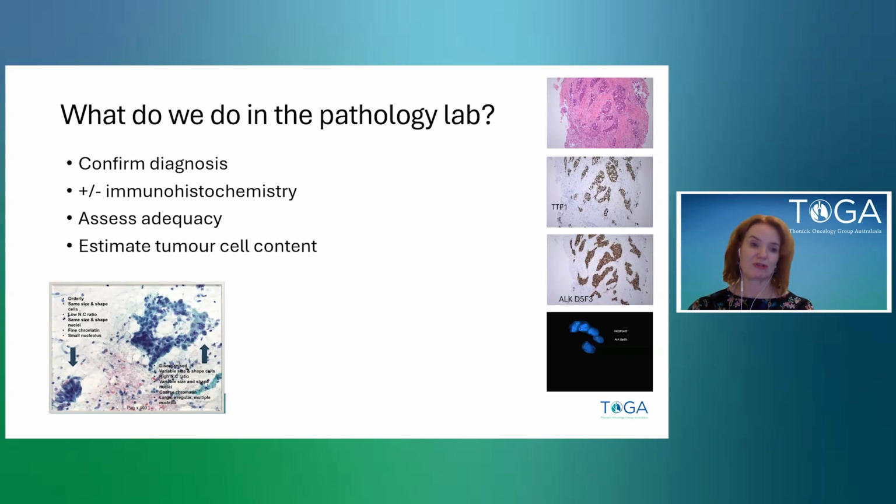On the left bottom panel, there's a cytology specimen with, on the bottom left, some normal bronchial cells, and on the top right, lung adenocarcinoma. And these can often be very suitable specimens, particularly in some laboratories. Liquid-based cytology is used as a preservative for transport and gives excellent DNA yield, but we can also use cell blocks. We also can assess adequacy and estimate tumour cell content.